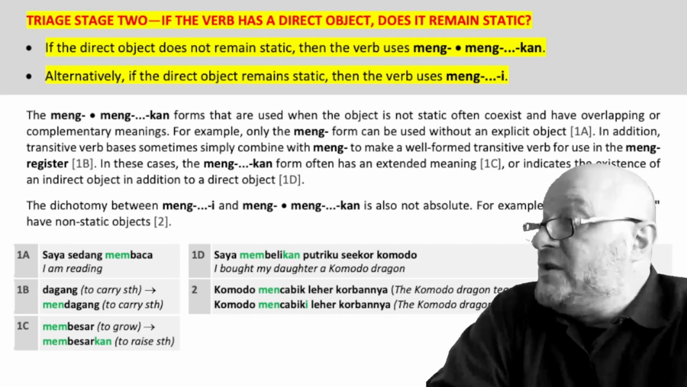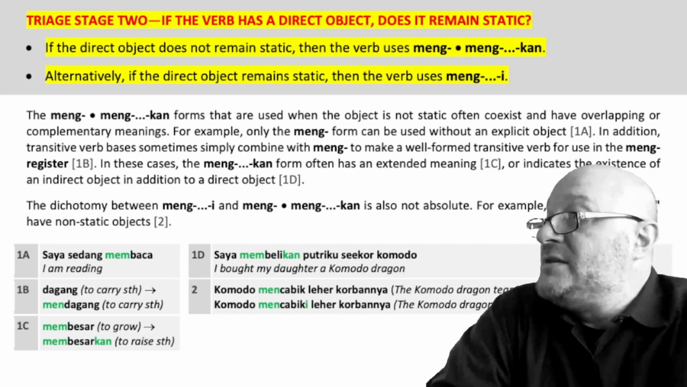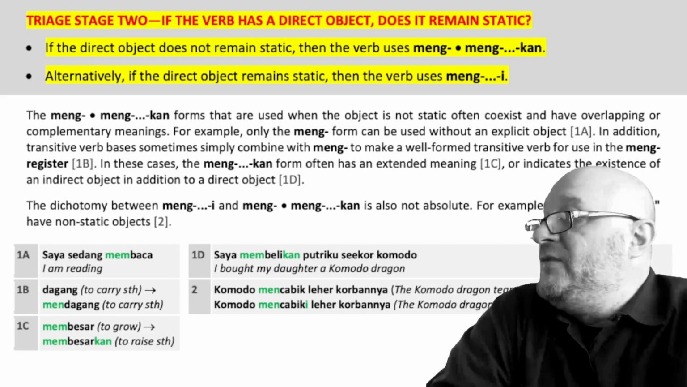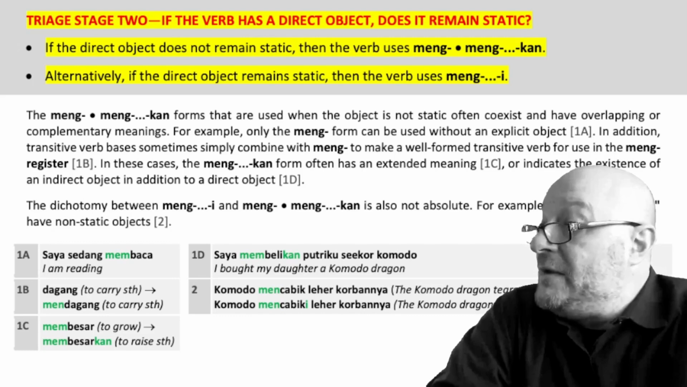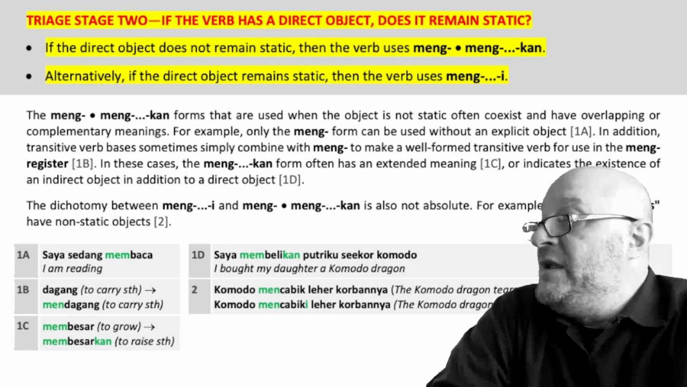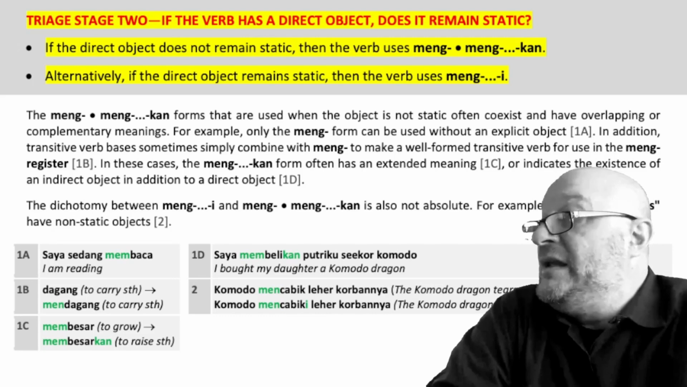The second question, triage stage 2. If the verb has a direct object, does it remain static? Does it move? If the direct object does not remain static, then the verb uses meng or meng-kan. Alternatively, if the direct object remains static, then the verb uses meng-i.